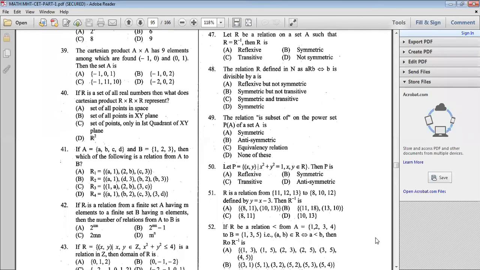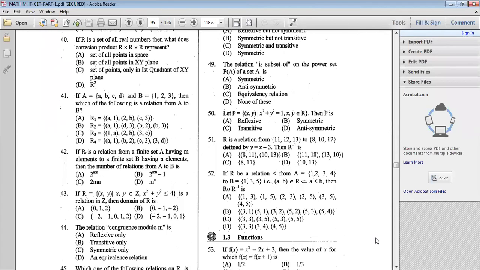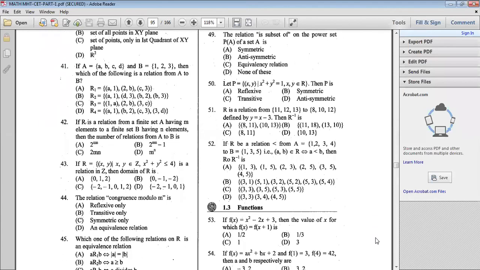Okay, now look at the 52nd problem. R is the relation 'less than', where A is {1, 2, 3, 4}, B is {1, 3, 5}, and the relation is a less than b. Then what is R circle R inverse? Okay, let's observe this.